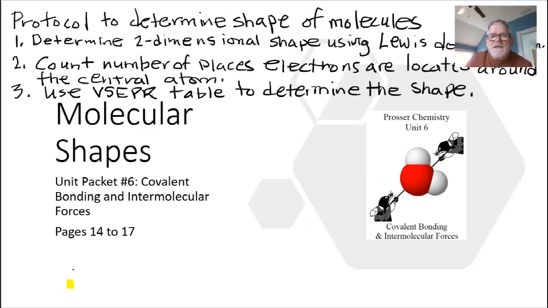Well, we're getting towards the end of the unit packet, so this will be the last video going over this procedure on how we determine the molecular shapes of simple molecules.